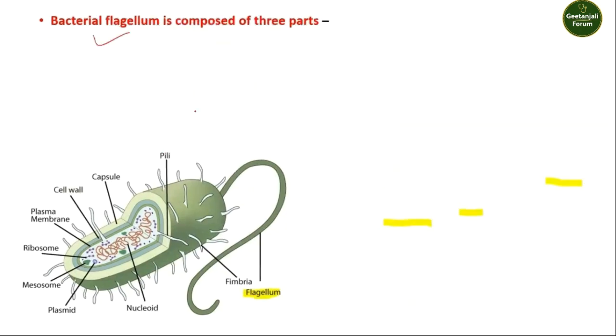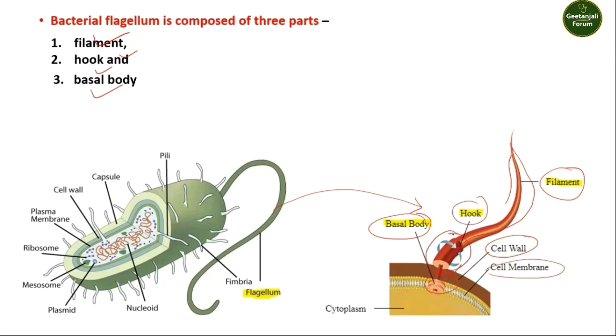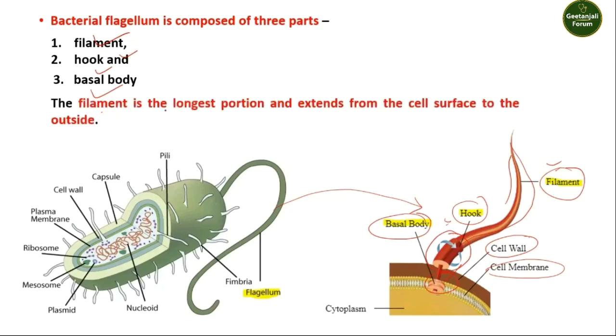Now the bacterial flagella is made up of three parts: filament, hook, and the basal body. This is an extended picture of flagella. We can see here, this is the flagella, this is filament. It is attached with the cell wall. This is cell wall. Filament originates from the cell wall. So basal body is inside the cell membrane. This one is the hook which helps in movement of flagella and gives it direction. And the filament, this is the filament. These three are the parts of the flagella. Filament is the longest portion. We can see here, this filament is the longest portion and it extends from the cell surface to the outside. It is coming out of the cell surface, especially from cell membrane and cell wall.